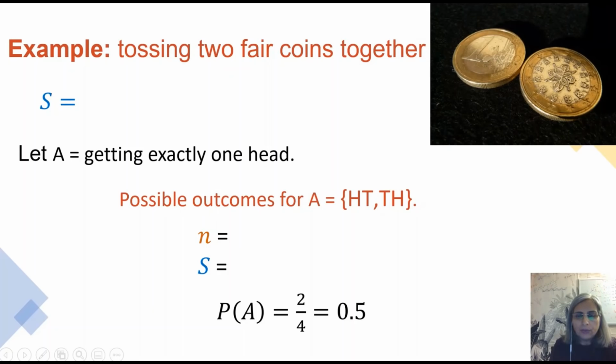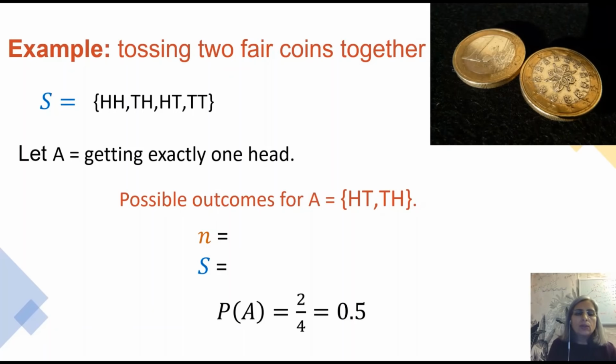Of course 4, because there can be 2 heads and 2 tails, and 1 head and 1 tail on each side of the coin. So if we consider A to be the event of having exactly 1 head, then the possible outcomes will be the events that have exactly 1 head. 2 head outcomes will be ignored.